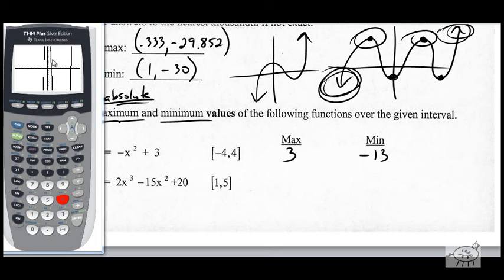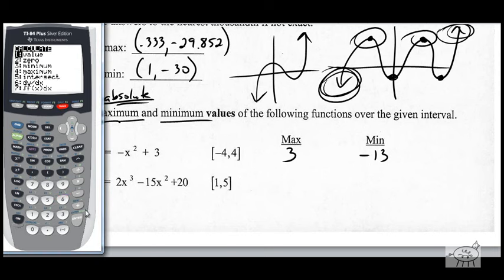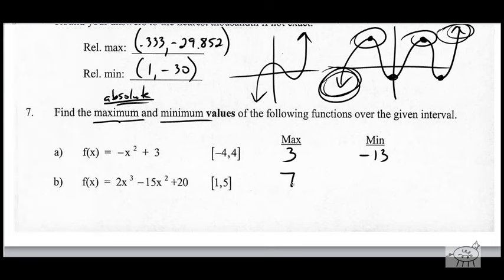But if I plug a 1 in there, we're going to do second, calculate, value, and we'll put a 1 in there. And that gives us 7. Okay, so 7 is our maximum value. So I'm going to write that in, 7. And now let's see what's going on at 5, because maybe this is what could be going on.